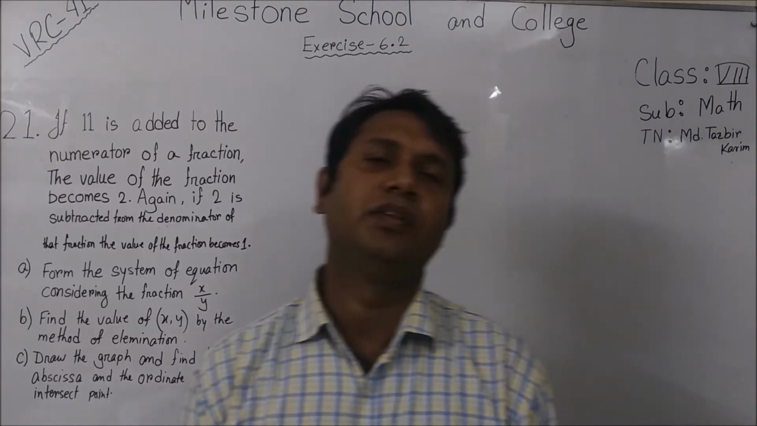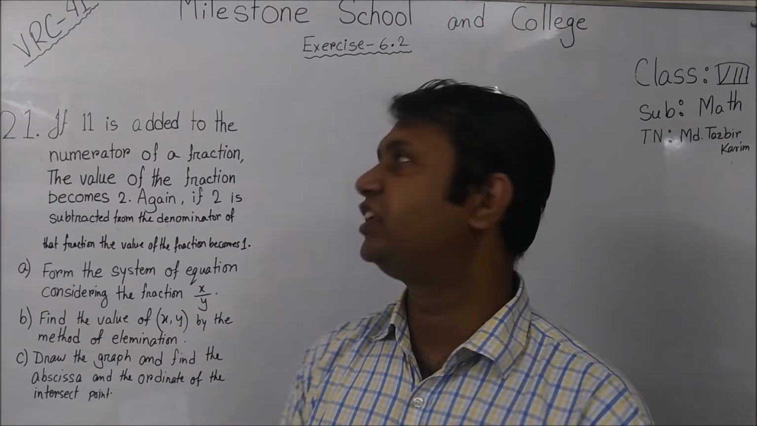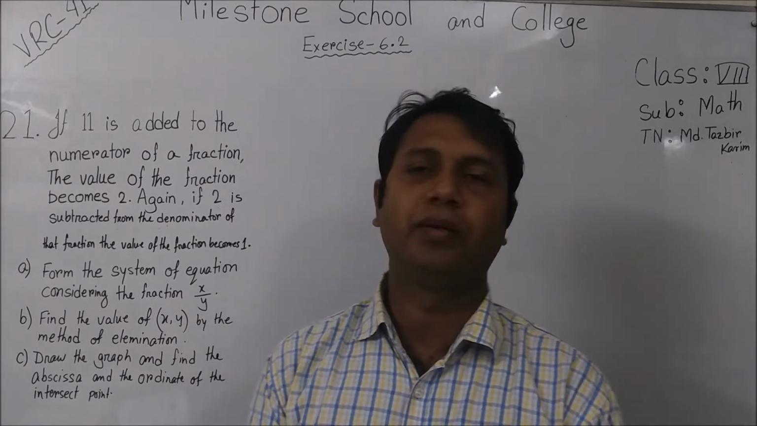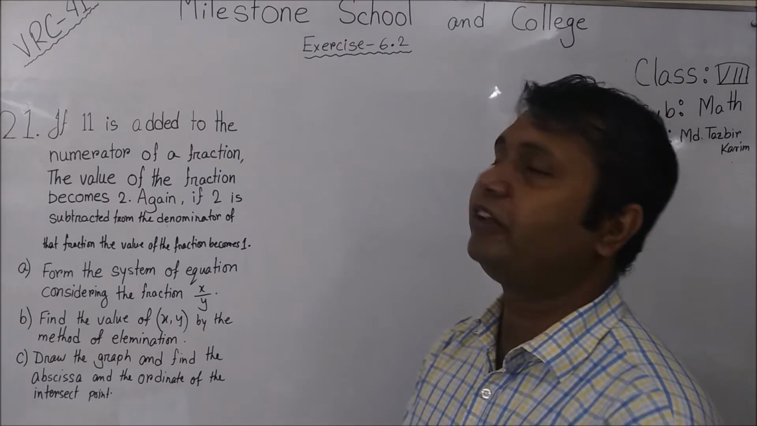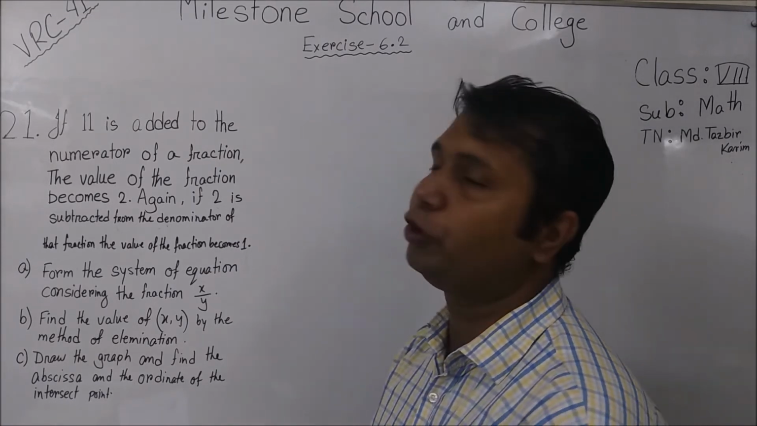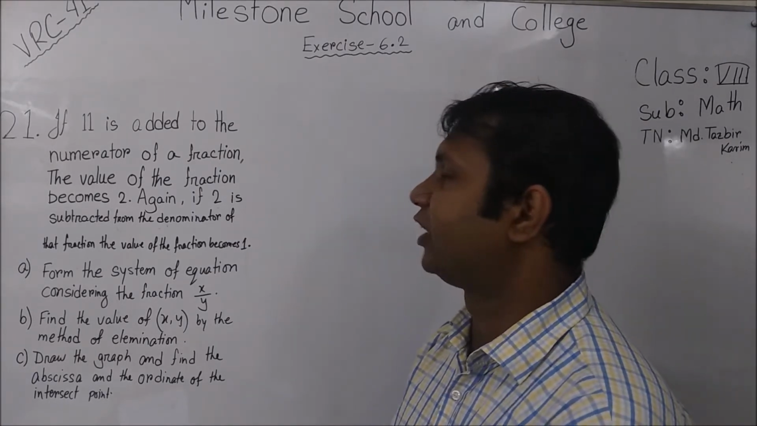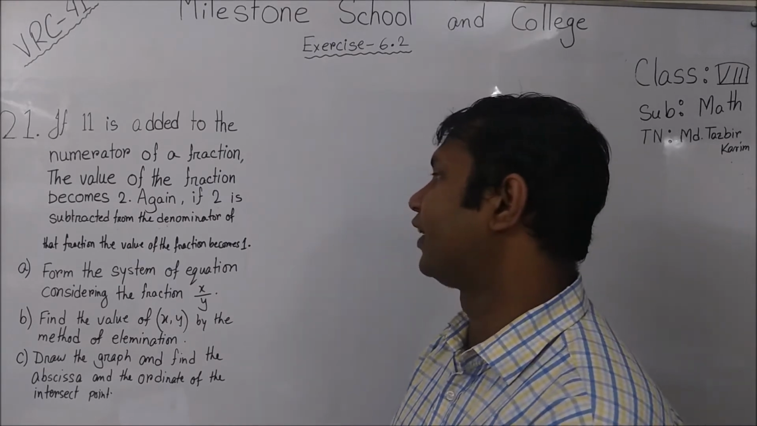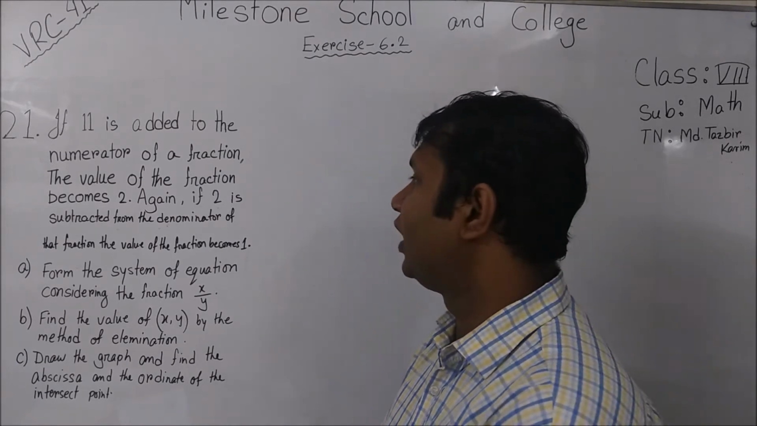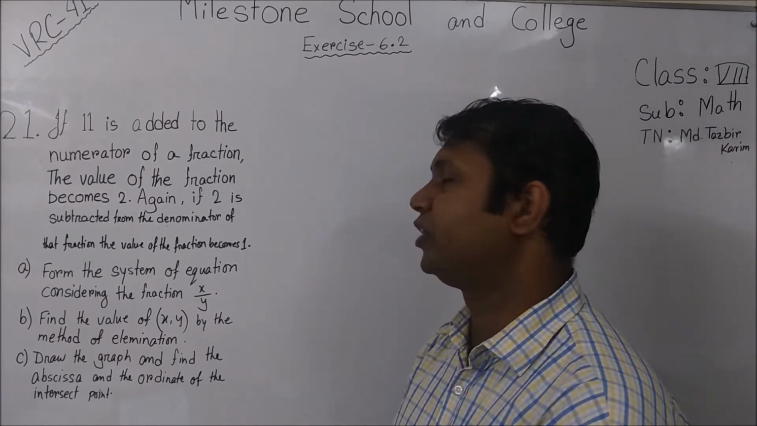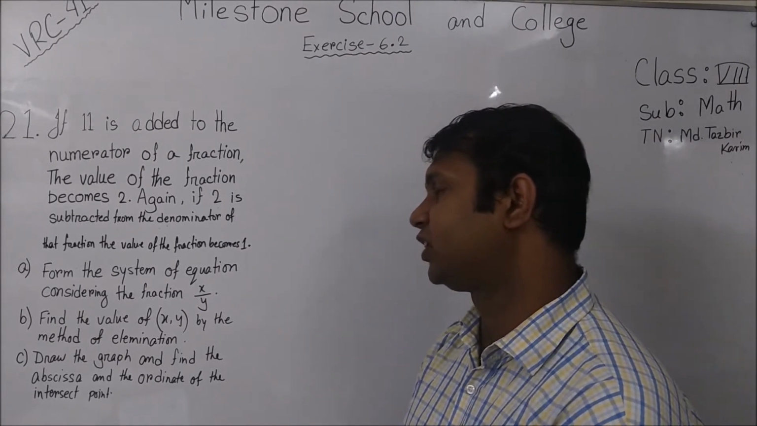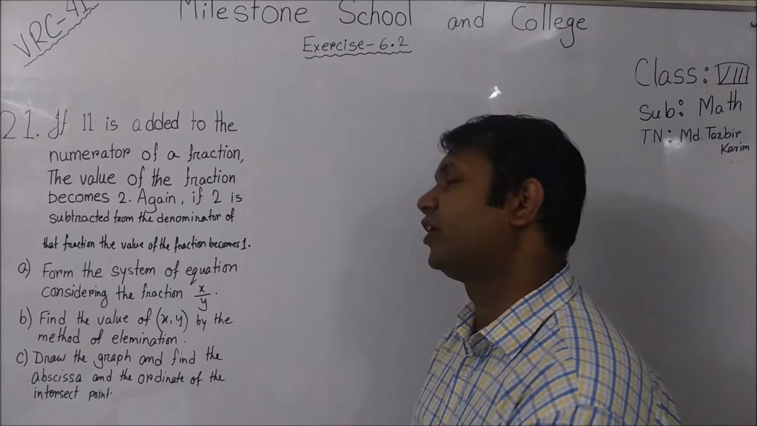My dear students, you can see question number 21 on the board. The question tells us: if 11 is added to the numerator of a fraction, the value of the fraction becomes 2. Again, if 2 is subtracted from the denominator of that fraction, the value of the fraction becomes 1.